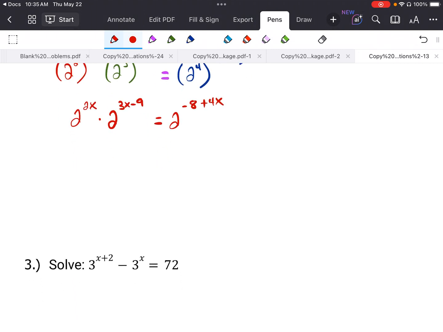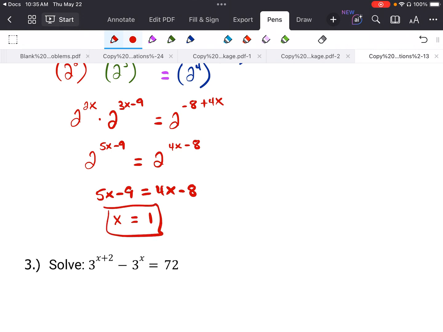Great. Now on the left side, it's multiplication law. We can add the exponents, so we get 2 to the power 5x minus 9 equals 2 to the power 4x minus 8. I'm just rearranging. Now we can work with our exponents: 5x take away 9 equals 4x minus 8. We move the x's to the left to give us 1x. We add the 9 to the right, gives us 1. So the answer here is 1. If you want me to do that step by step, that's okay. So we're going to subtract the 4x from both sides. So we have x minus 9 equals negative 8. Add the 9. And x equals 1.